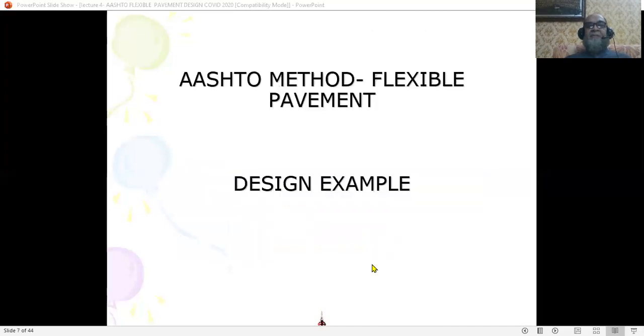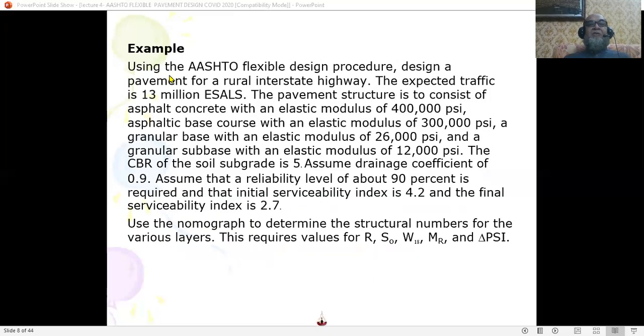Now, we take the design example. Using the AASHTO flexible pavement design procedure, design a pavement for a rural interstate or motorway highway. The expected traffic is 13 million vehicles. The pavement structure is to consist of an asphalt concrete with an elasticity modulus of 400,000 psi, an asphalt base course with an elasticity modulus of 300,000 psi, a granular base course with an elasticity modulus of 26,000 psi, and a granular subbase course with an elasticity modulus of 12,000 psi. The CBR of the soil subgrade is 5.